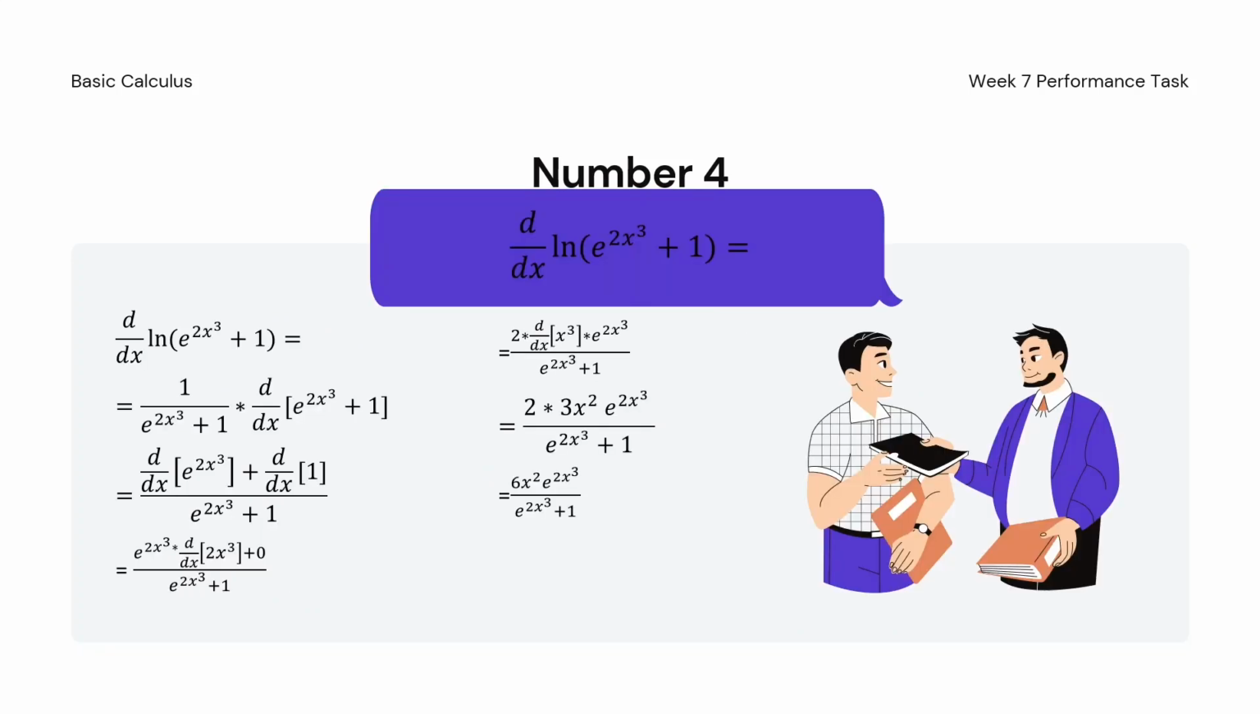And number 4, we have natural log times the quantity of e raised to the power of 2x cubed plus 1. So firstly, we need to differentiate summands separately and pull out the constants. And we just need to find the derivative of the functions and then simplify, and we are getting 6x squared e raised to the power of 2x cubed over e raised to the power of 2x cubed plus 1.